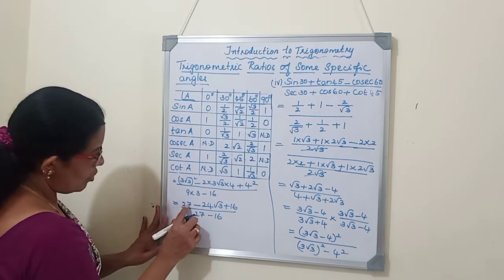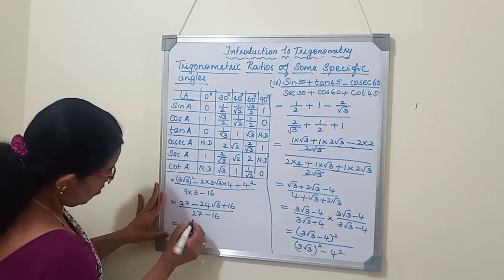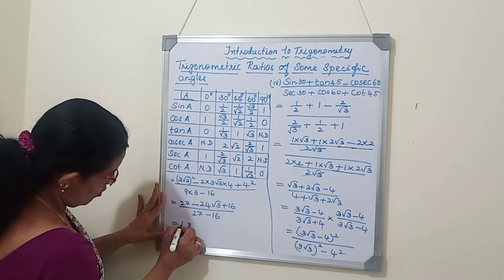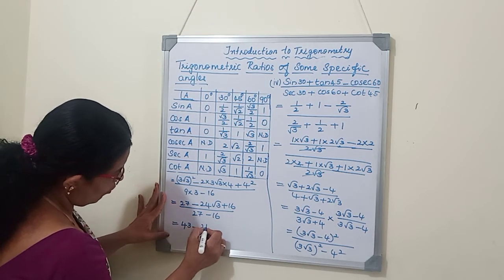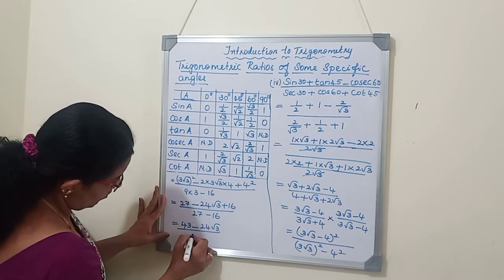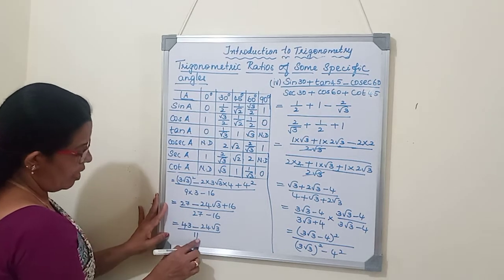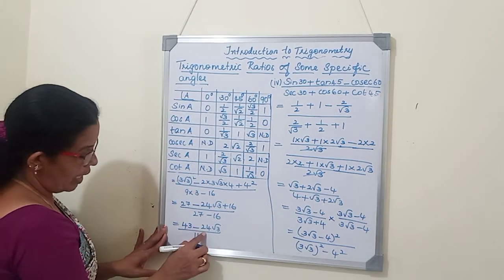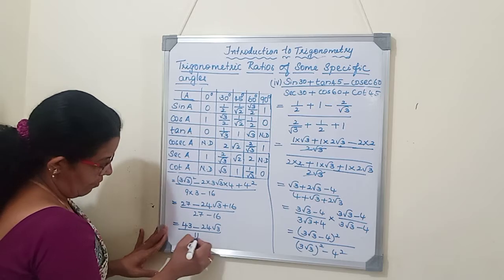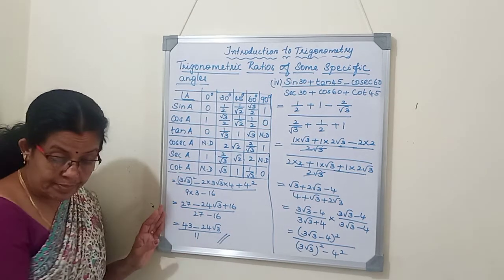Now we will add it. 27 plus 16 we will add. 7 plus 6 is 13. Remainder 1. 2 plus 1 is 3, plus 4, minus 24 root 3 divided by 27 minus 16. It is 7 minus 6, 1. 2 minus 1, 1, 11. So the answer is 43 minus 24 root 3 by 11, and the denominator 11 is a rational number.